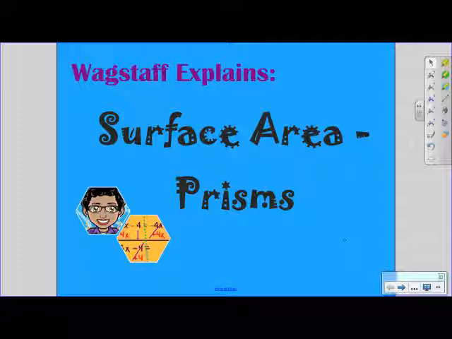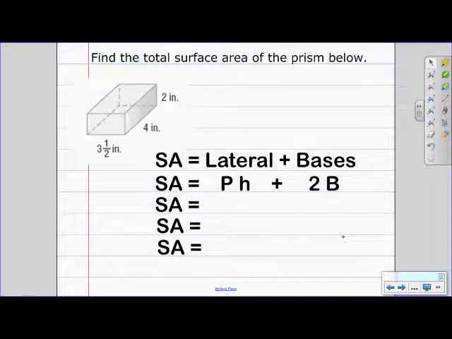Today's topic, surface area of prisms. Find the total surface area of the prism below. So we have a rectangular prism here, and I first like to identify what each number is going to represent to help me solve. So I'm going to label this as my length, and 4 inches as my width, and 2 inches as my height. So now let's look at our formula.